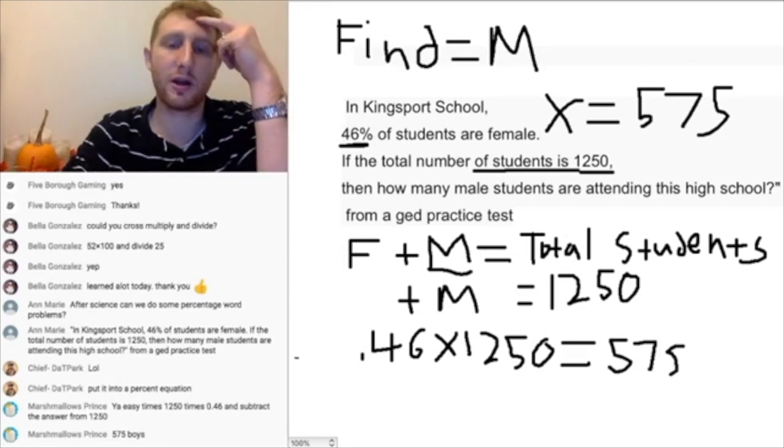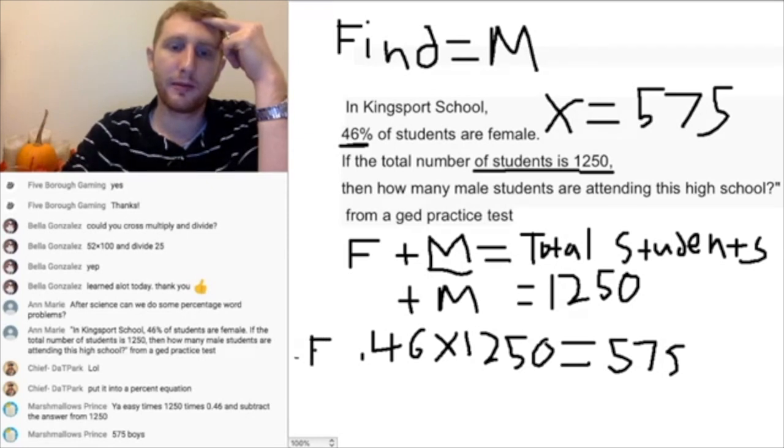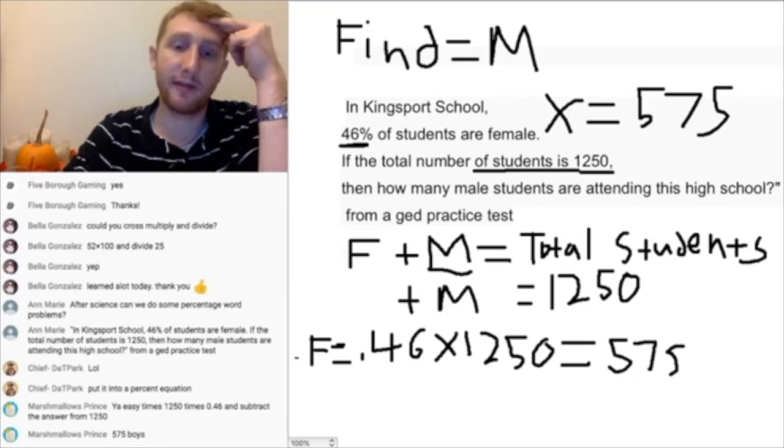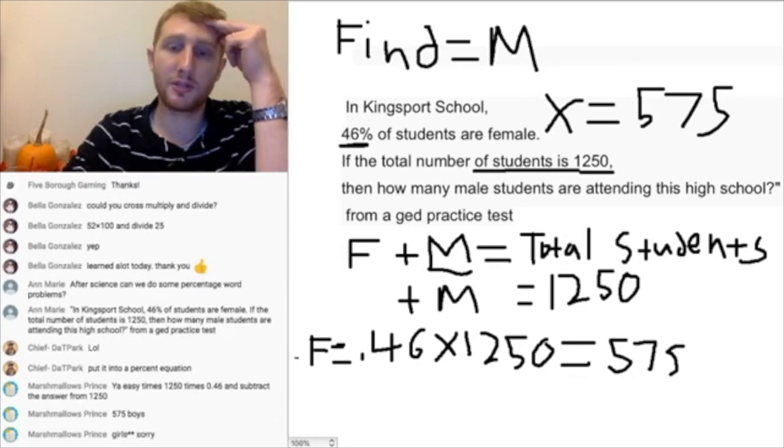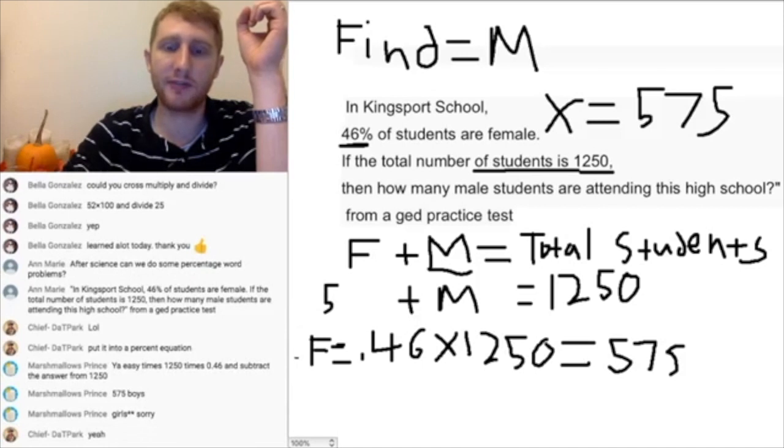575, but we're not quite done, that's our girls. So that's actually, instead of the boys, that's our girls. But the 575 is the right number. What we just found was the number of females, because 46% are female. So our number here is just 575.